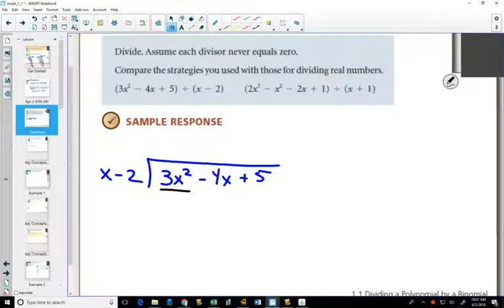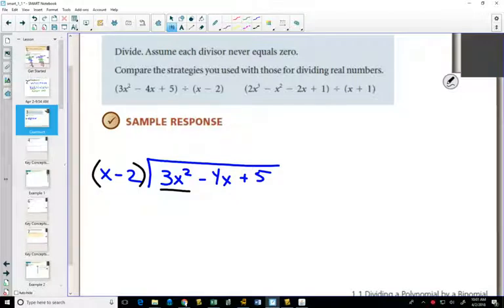Is there a way that I can multiply something by x minus 2 to get a 3x squared? Just a 3x. If I wanted to get a 3x squared, and I wanted to multiply something by this x minus 2, can you see that if I multiplied a 3x by that x minus 2, I would get a 3x squared? I would get other stuff as well, but I would get that 3x squared. So our first goal is looking at the biggest value and saying, what could I multiply this x minus 2 by to get that 3x squared?